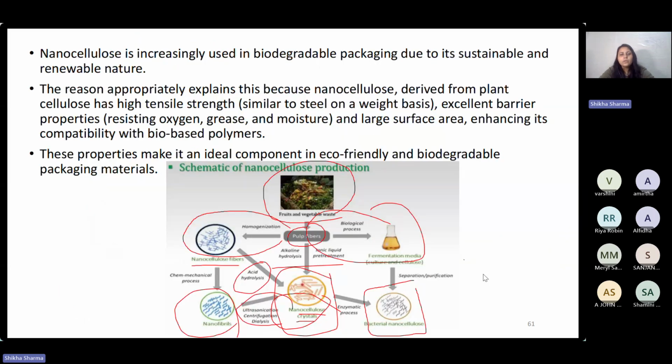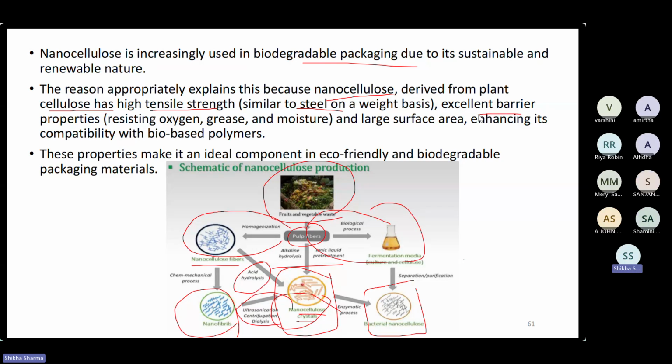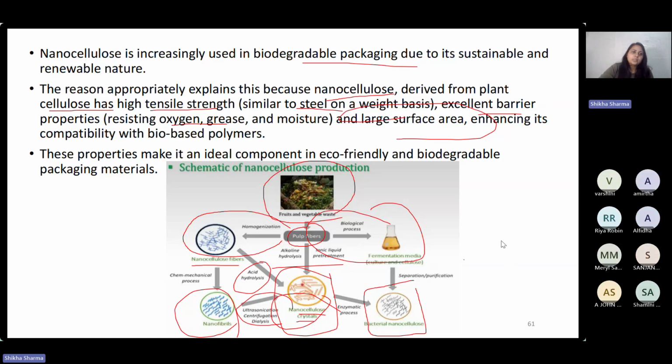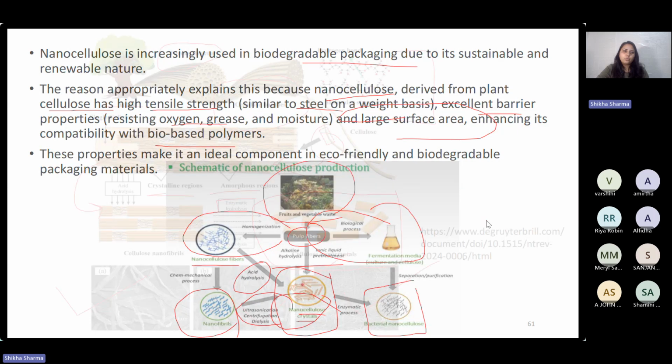This nanocellulose is used in biodegradable packaging due to its sustainable and renewable nature. The reason appropriately explains this, because nanocellulose is derived from plant cellulose. It has high tensile strength, like steel on a weight basis, and excellent barrier properties, resisting oxygen, grease, and moisture. It also has a large surface area because it is in the form of nanoparticles, so it enhances compatibility with bio-based polymers. So these can be ideally used for eco-friendly and biodegradable packaging materials.